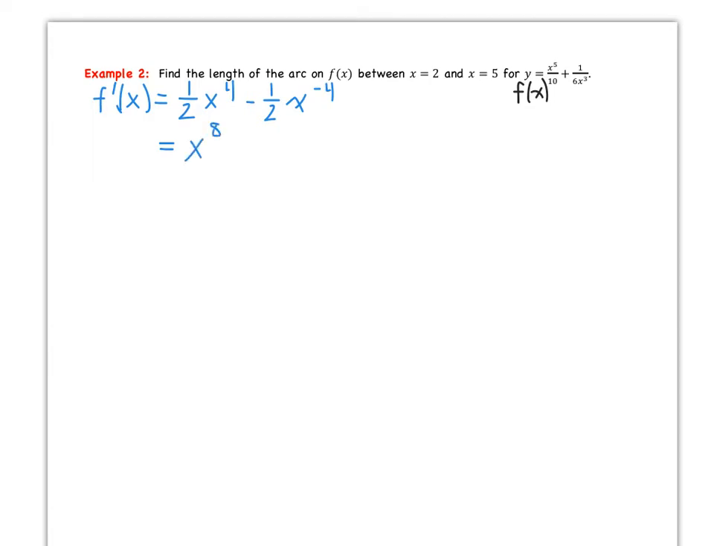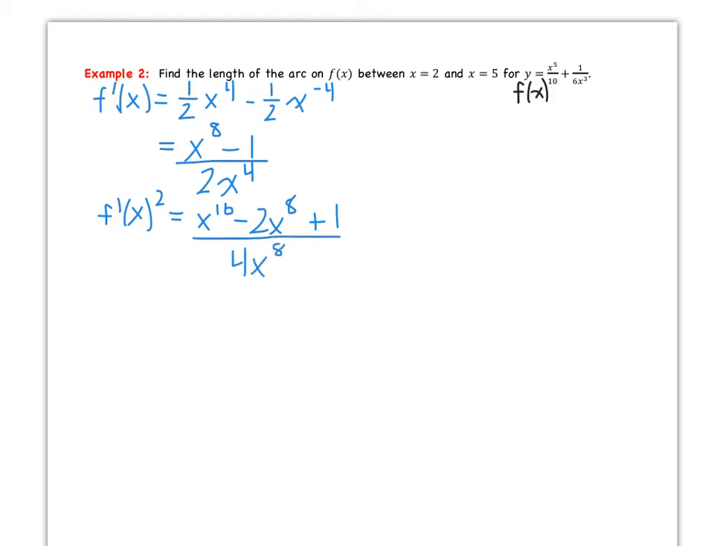So when we kind of clean this up, it looks something like this. x to the 8th minus 1 over 2x to the 4th. Okay, so there's the cleaned up version of f prime. We can go ahead if we want to square this. So f prime squared is simply going to be, I can square that numerator. When we square the numerator, we're going to get x to the 16th minus 2x to the 8th plus 1 over 4x to the 8th.